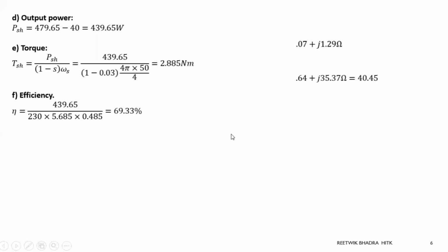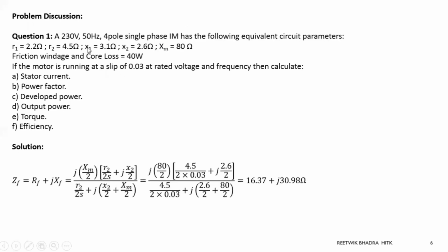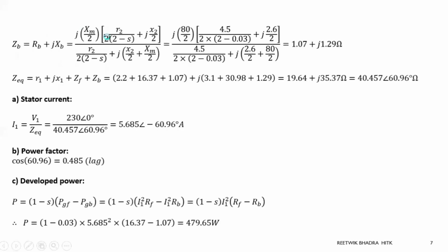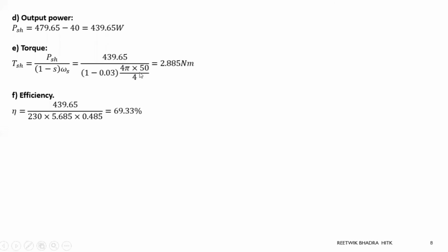So that only we have done over here. PSH divided by 1 minus S into omega S. What is PSH? Output power. You can write POP also. Any name you can go by. So 439.65 divided by 1 minus 0.03. What is omega S? 4 pi F by P. What is my frequency? 50 hertz. What is my pole? 4. So 4 pi into 50 by 4. That gives me 50 pi. Right. 50 into 0.97 and in the numerator 439.65, that gives you 2.885 Newton meter.